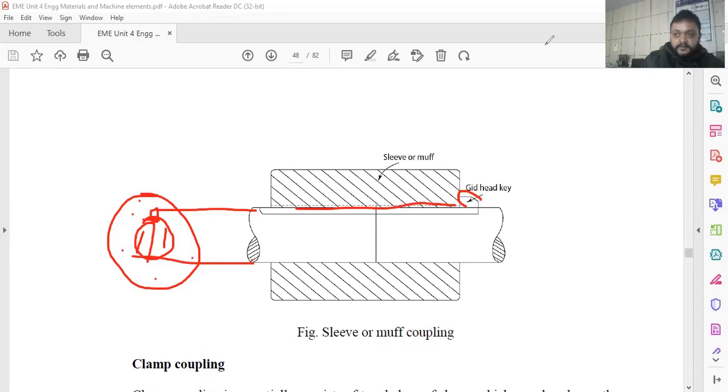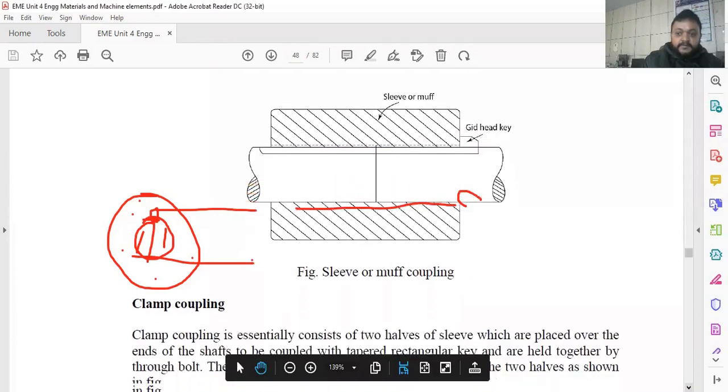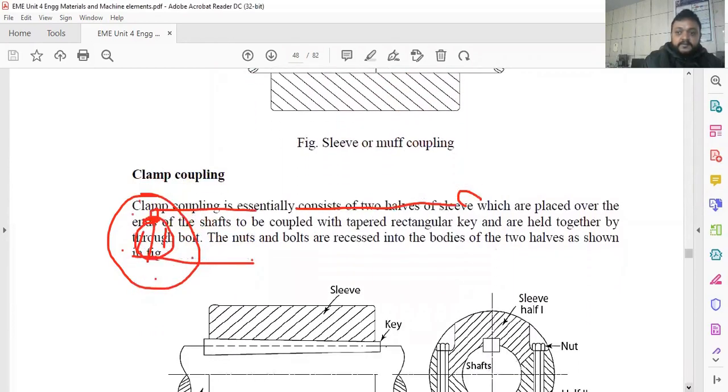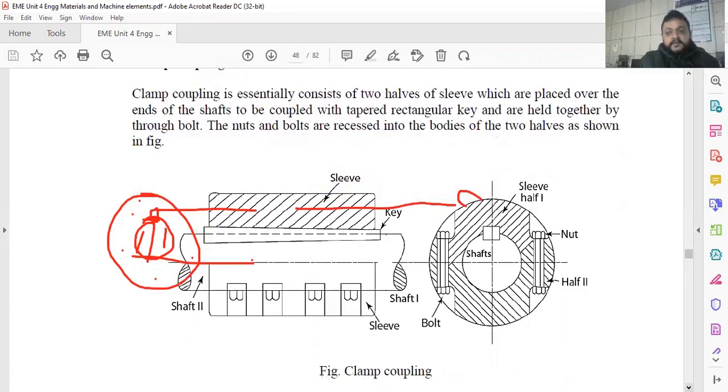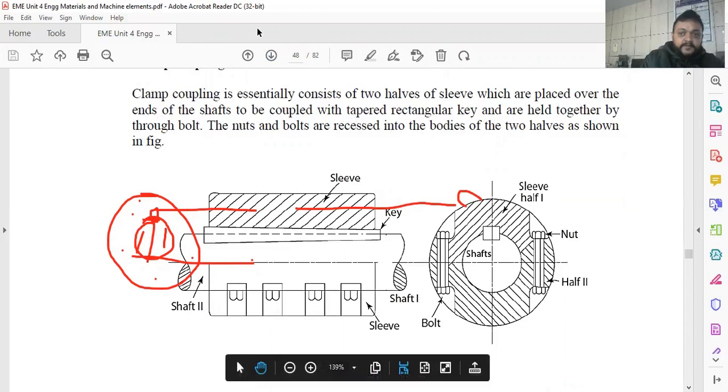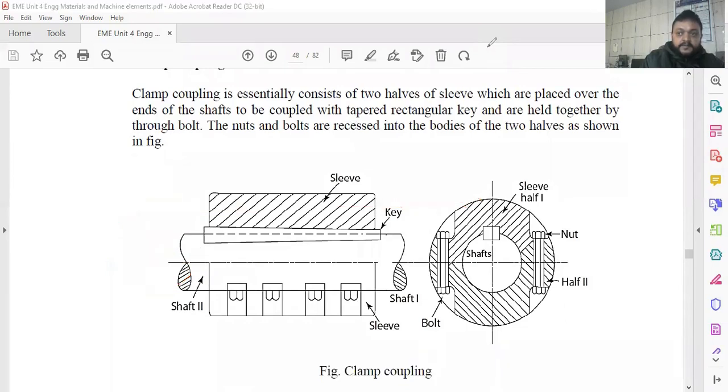Now instead of the muff, we have to use a clamp. We clamp the coupling so that more power can be transmitted by means of the bolt. We can also use a key in this type of coupling, but along with the key we also use bolts. So they are coupled together by means of the bolt, and a permanent alignment of the shaft and sleeve is there.